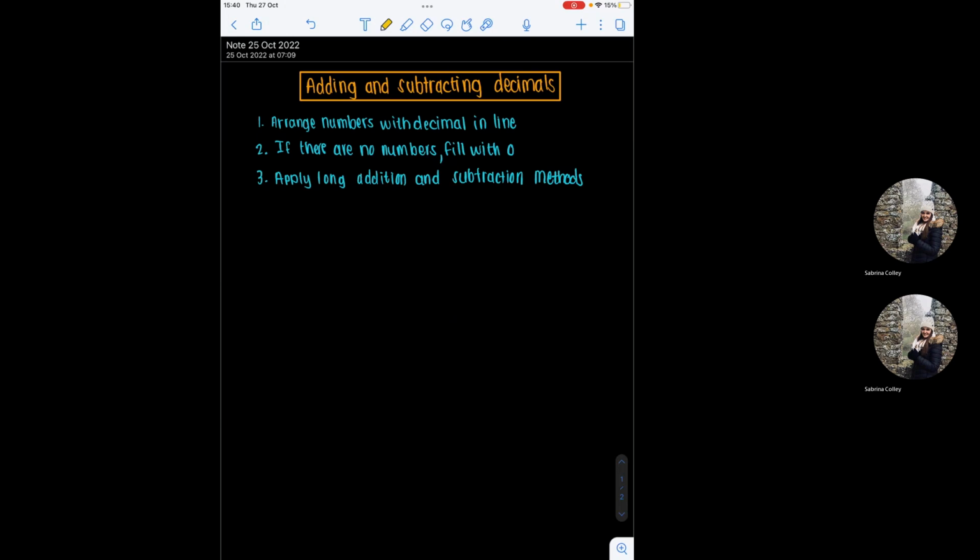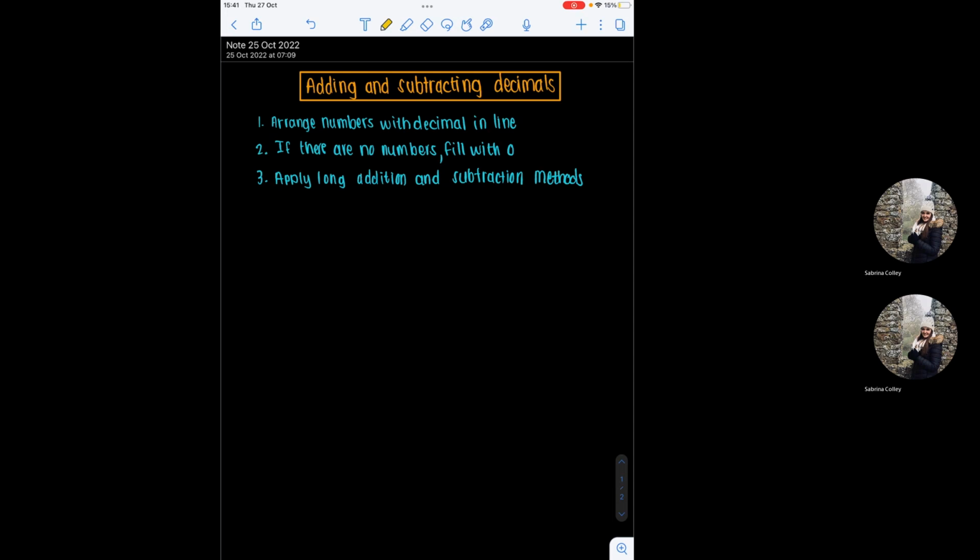I've given you a few steps here just to make it easier. So the first thing is we're going to arrange the numbers with the decimal in line. This will make more sense once I do an example, but basically we're going to put the numbers one on top of one another and then put the decimals in line with one another. Then if there are no numbers, we're going to fill it with a 0. Again, this is going to make more sense once we do an example.